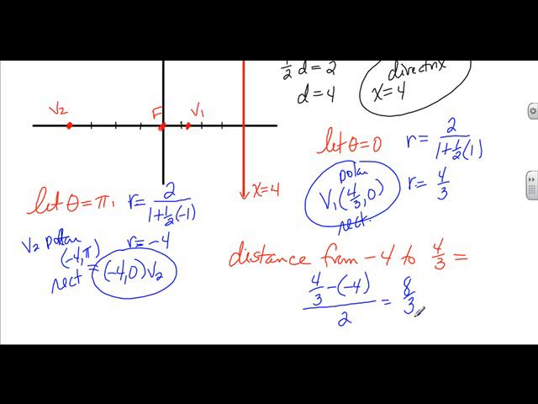So if we take -4 and add 8/3, we get -4/3. So the center point is going to be there, which would be (-4/3, 0).